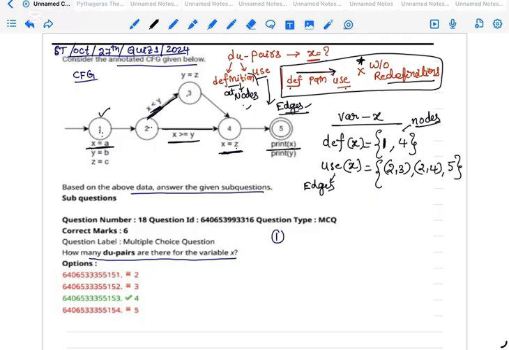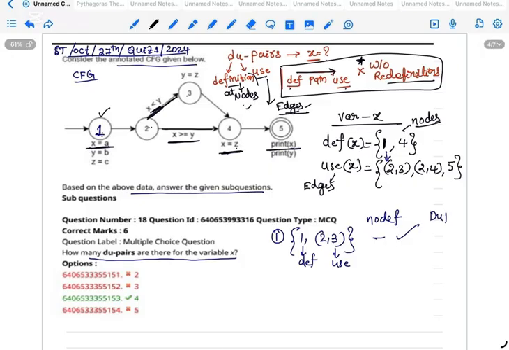The first du pair is where we define at node 1, and use at 1 to 2 to 3. Please check, here it is defined and here it is used, and there is no redefinition. This is the first du pair, without redefinition. So the next one, 1 2 2 3, is completed.